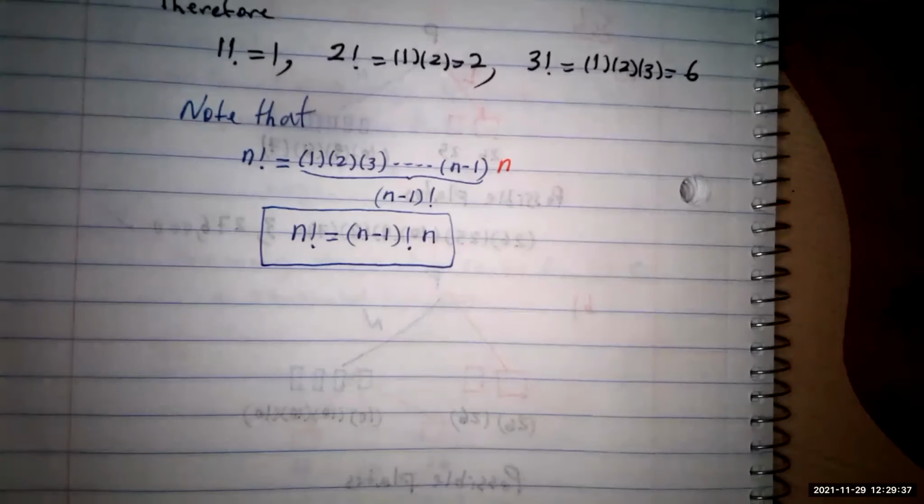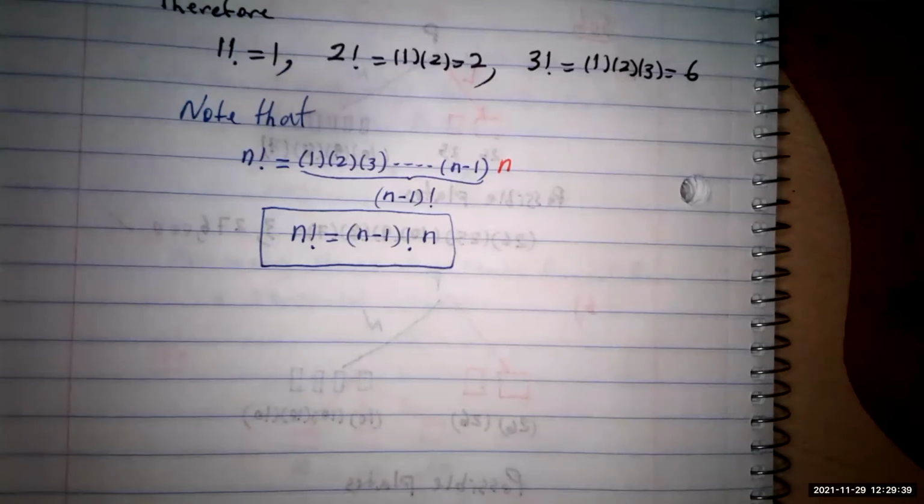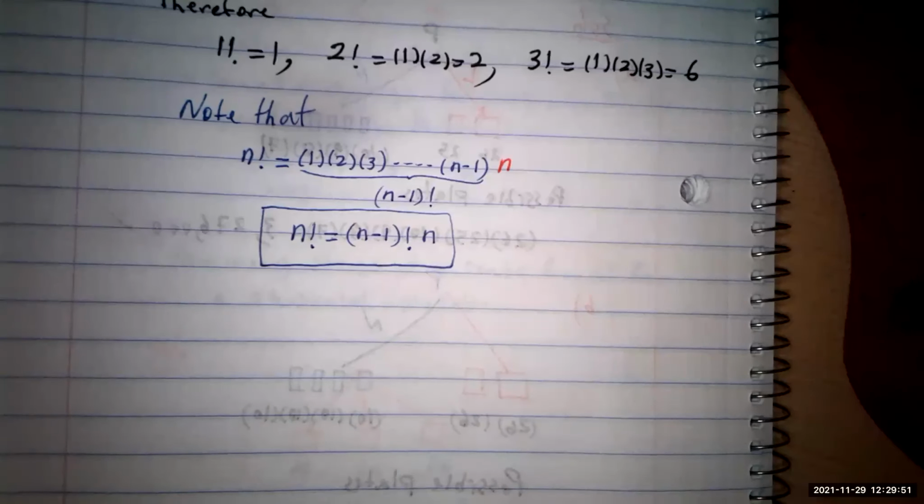So we can stop anywhere we like. Okay, I stop at n minus 1, so the next number is going to be n. So 7 factorial is 6 factorial times 7, for example. This would be very useful to create a formula.